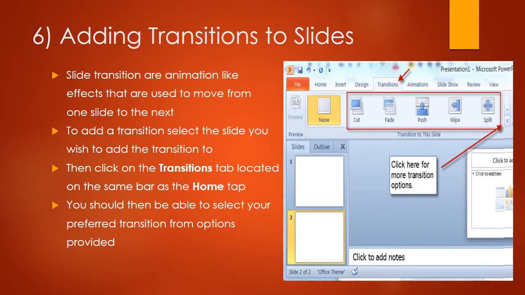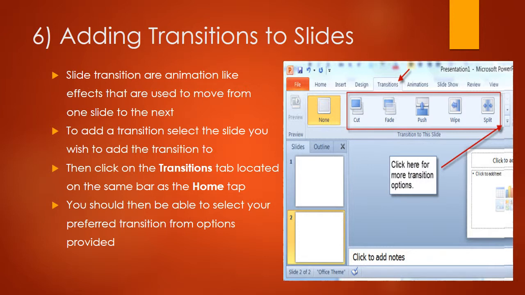Transitions are animation-like effects that are used to move from one slide to the next, as seen in this presentation here. To add a transition, select the slide that you wish. So for example, in the picture here, we selected slide 2. And then you go to Transitions, again located on that bar with Home and Insert. You select the transition that you would like to insert, like for example Fade, and then it should be inserted into your PowerPoint presentation.